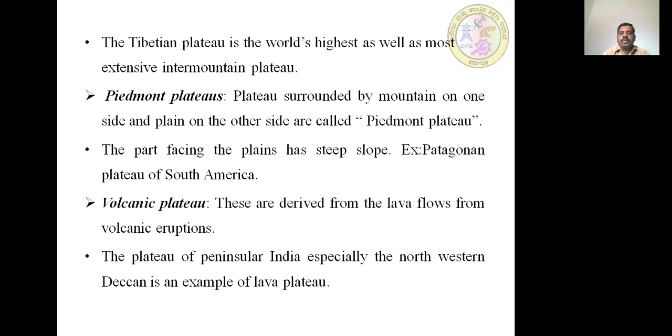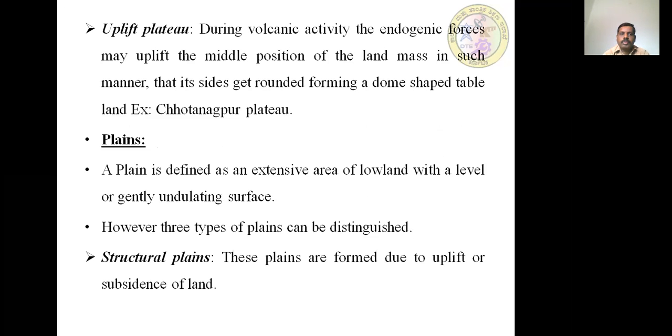Next, volcanic plateau. These are derived from lava flows from volcanic eruptions. The plateau of peninsular India, especially the northwestern Deccan, is an example of a lava plateau. Next one is uplift plateau. During volcanic activity, the endogenic forces may uplift the middle portion of the land mass in such a manner that its sides get rounded, forming a dome-shaped tableland. Example: Chota Nagpur plateau.